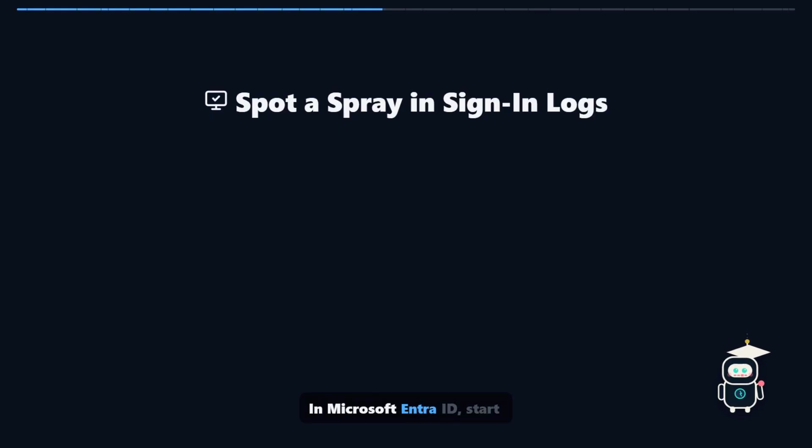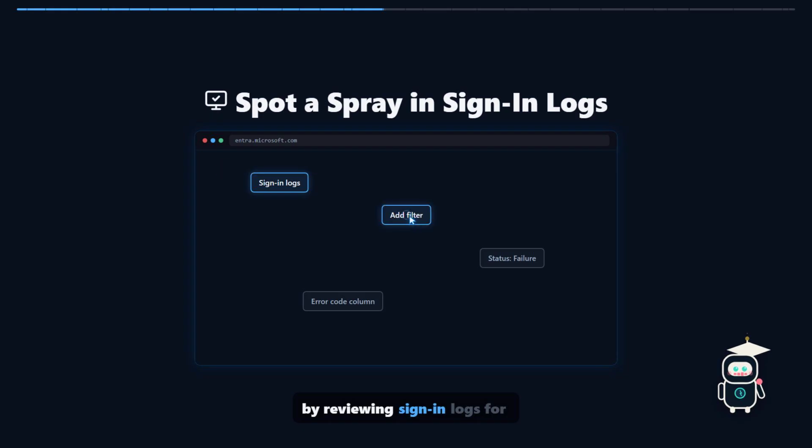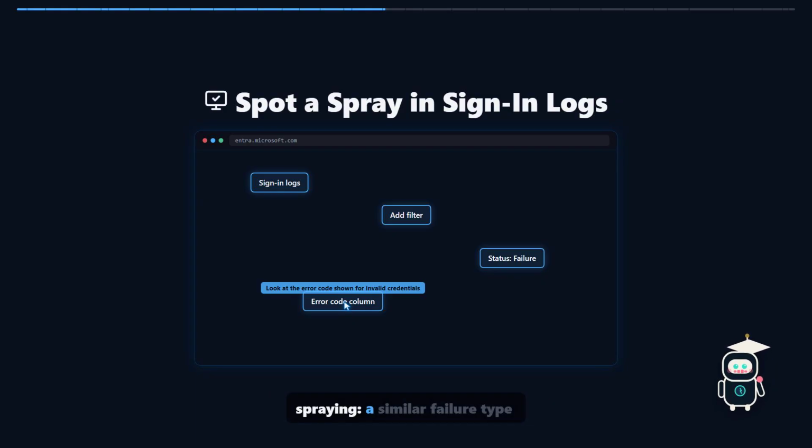In Microsoft Entra ID, start by reviewing sign-in logs for failed authentication events. Look for patterns that may suggest password spraying, a similar failure type occurring across many accounts, within a related time window from the same source IP, network, autonomous system, device pattern, or user agent. Do not treat one field as proof. Invalid credential failures can also come from outdated applications, stale-saved passwords, misconfigured services, or ordinary user mistakes.